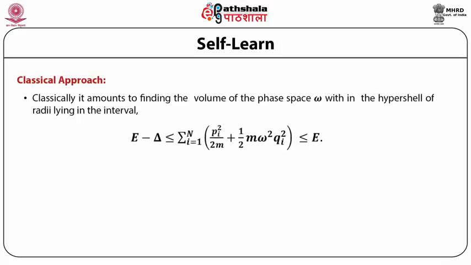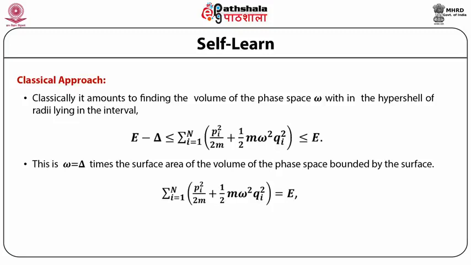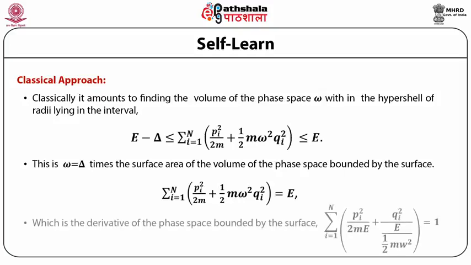Classically, it amounts to finding the volume of the phase space omega within the hypershell of radii lying in the interval E minus delta less than or equal to summation over i is equal to 1 to n of p_i square by 2m plus half m omega square q_i square less than or equal to E. This is omega is equal to delta times the surface area of the volume of the phase space bounded by the surface summation over i is equal to 1 to n of p_i square by 2m plus half m omega square q_i square is equal to E, which is the derivative of the phase space bounded by the surface summation over i is equal to 1 to n of p_i square upon 2mE plus q_i square divided by E upon half m omega square is equal to 1.